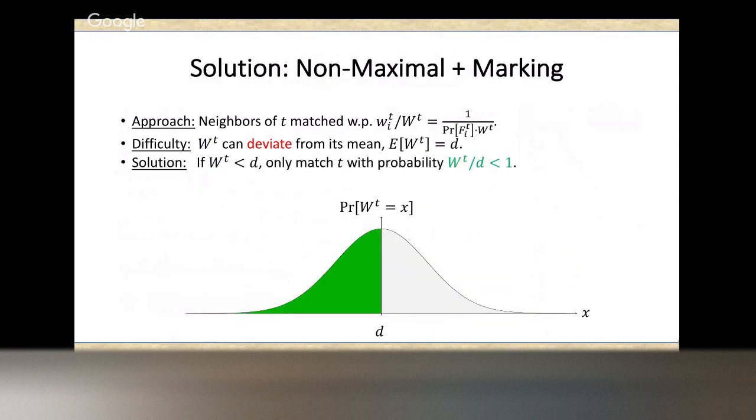Okay, so how do we overcome this problem? Well, the general approach is, first of all, if the sum of the weights is below its expectation, just don't match with some probability. That's an easy fix, right? With some probability, just decide, okay, I'll ignore T. I'm not going to be a maximal matching. I'll ignore T, and hopefully I'll be able to show that the loss incurred by ignoring some online vertices won't be too problematic.